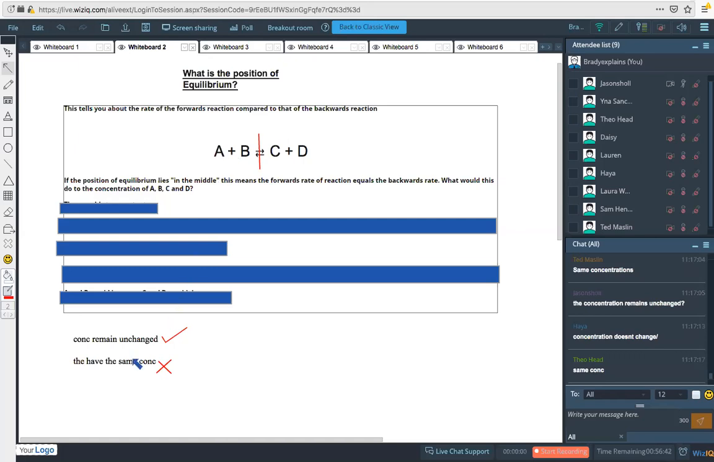They just don't change over time. So just a little bit of wording. They're unchanged or they remain constant, but be careful not to say they all have the same conc because that doesn't have to be true. Okay, so here's my answer. I said they would stay constant.